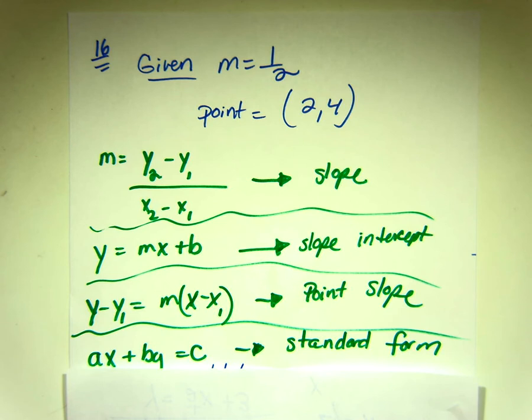You have another example, and it's asking you to write the equation of a line with the slope given to you as 1/2 and the point is (2, 4). Before we move on, this is the ideal time for you to pause this video and jot these 4 formulas down. The first one is your slope formula. The next one is the slope-intercept form. Next you have the point-slope formula, and then you have standard form. Most of the time we're going to go back and forth between point-slope and standard form.